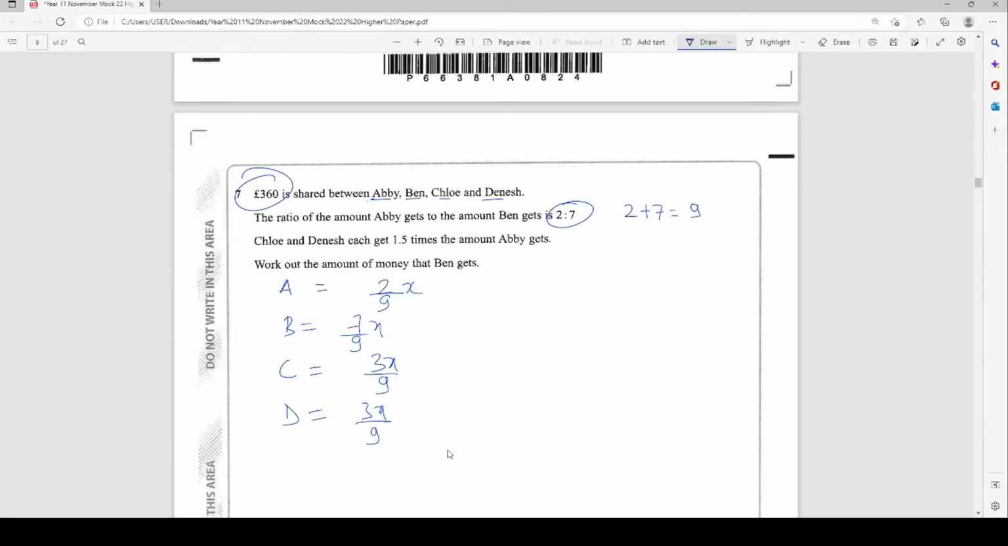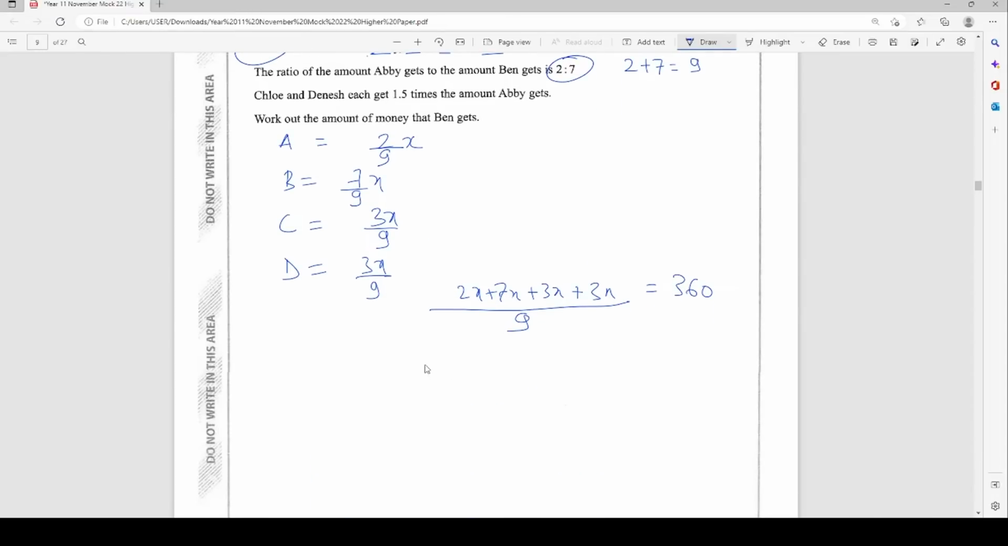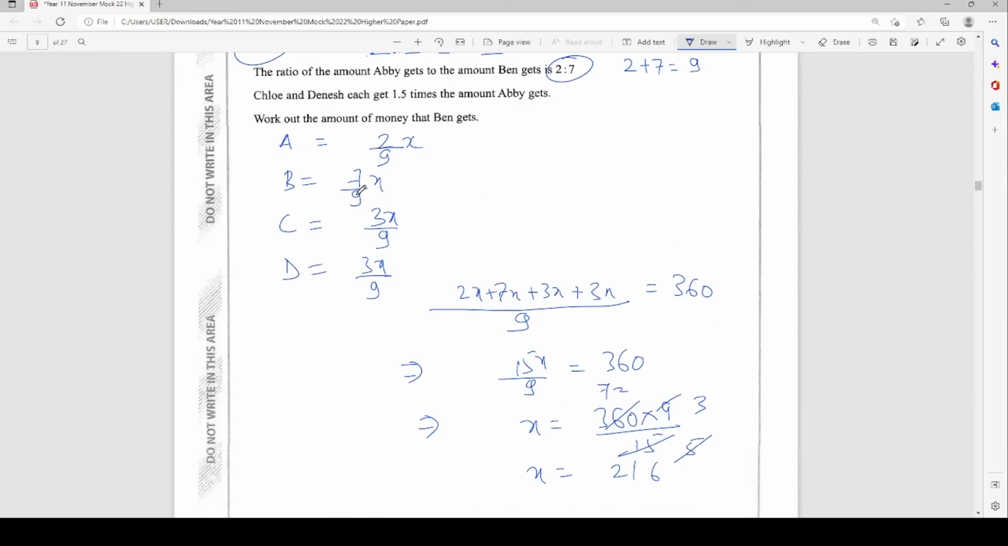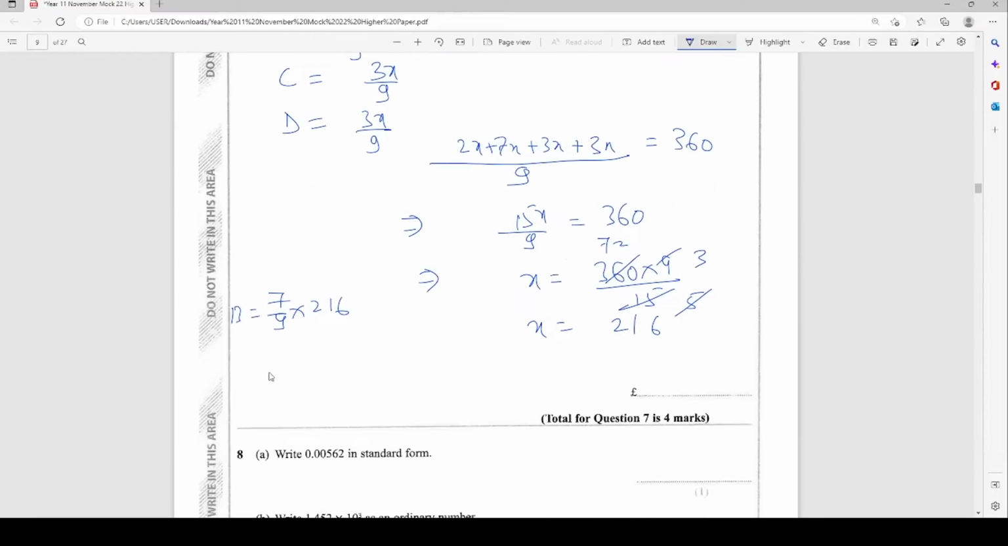And let's add all of them. So I will have 9 in the denominator, 2x plus 7x plus 3x plus 3x, and that should be equal to 360. That gives 15x/9 equal to 360, and x is equal to 360 times 9/15. I can cancel it out by 3, so 3 and 5, and I will have 72 times 3, and that's 216. So 216 is the total, and we know that Ben has to get 7/9 of it. So I will have 7/9 times 216. That's Ben's share.